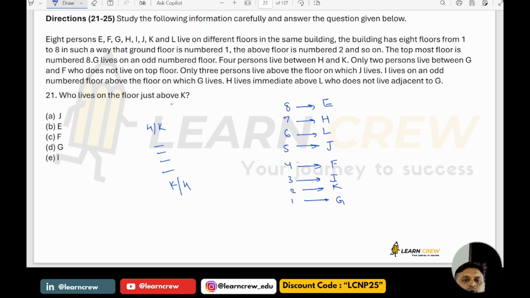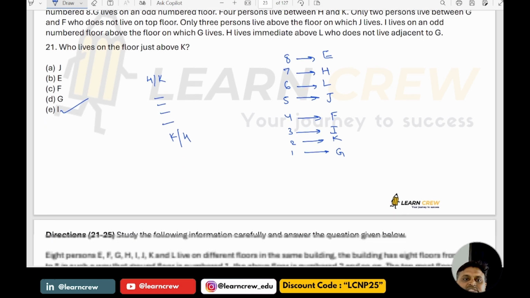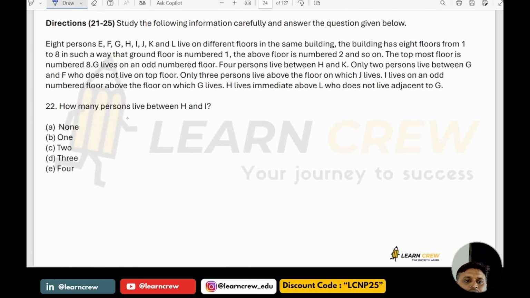Who lives on the floor just above K? Just above K, who is there? I. So it is option E. Now question number 22. How many persons live between H and I? Between H and I, you have L, J, F. So the answer is 3.